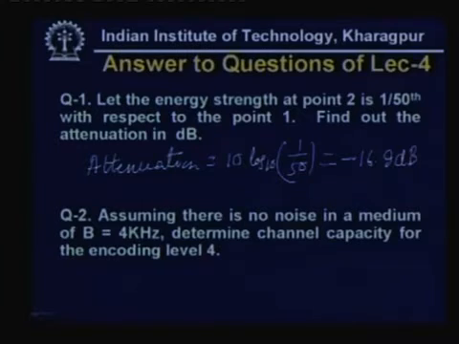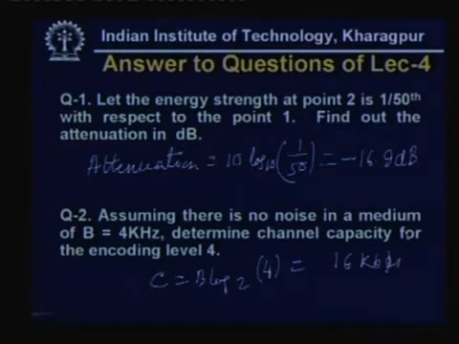Question 2 was: assuming there is no noise in a medium, bandwidth 4 kilohertz, determine channel capacity for encoding level 4. As you know the equation, C is equal to B log 2 M. Here it is log 2 4. This gives us 16 kilobits per second. So this is the channel capacity that is possible in this case.